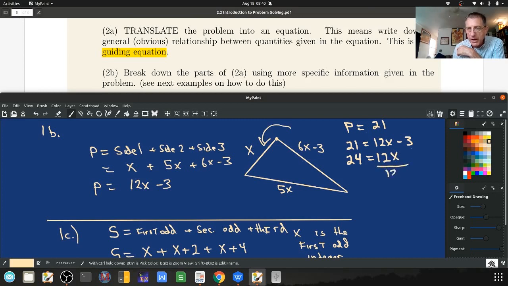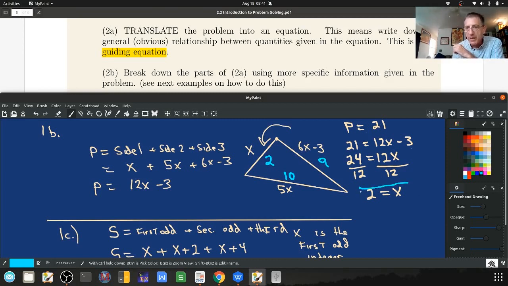When I divide by 12, I get 1x. 24 divided by 12 is 2, so x is equal to 2. But remember, x is just the side length, and suppose the problem wants to know the lengths of all the sides. So x is equal to this length, so the length of this side is 2. 5x is the length of this side, so the length of this side is 10, and 6x minus 3 is the length of the final side, so 6 times 2 is 12 minus 3, and that's 9. So that's the completion of that problem.